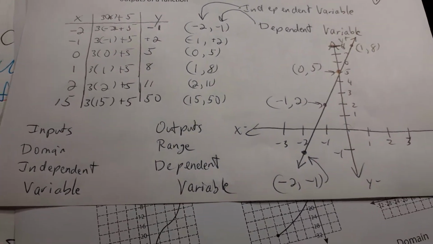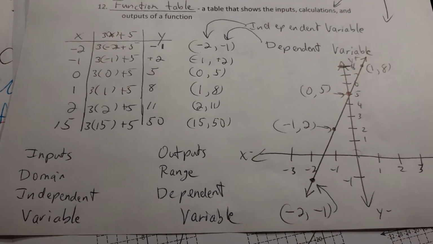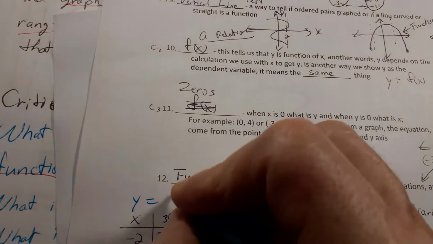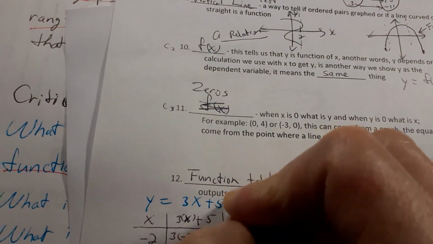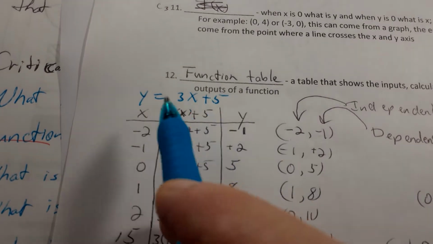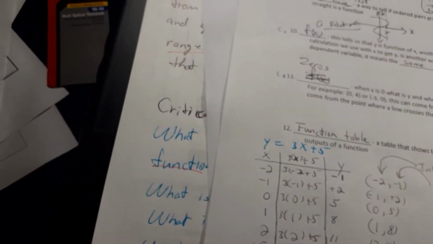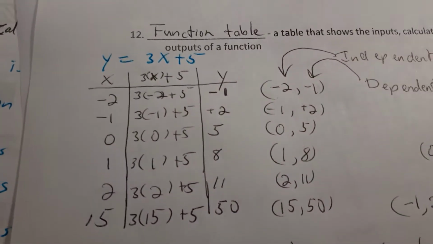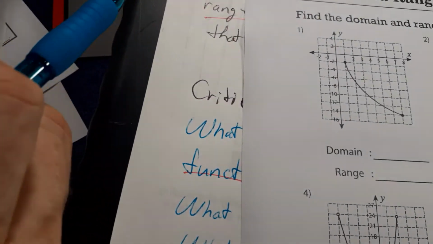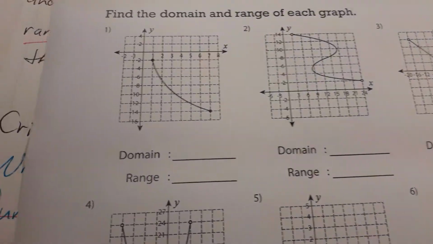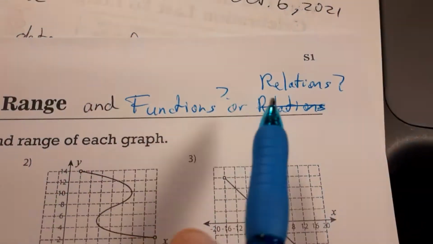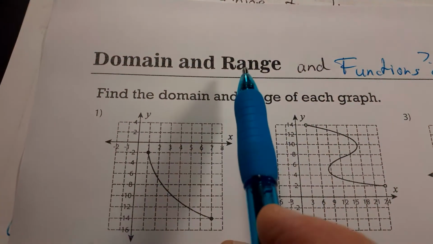Okay. Now the actual original equation was y equals 3x plus 5. Okay, that's the original equation that we wrote down right there. So here we're not worrying about what the equation is, but we just want to know, is it a function or a relation, and what is the domain and range?